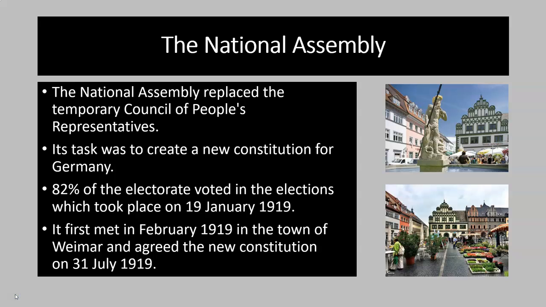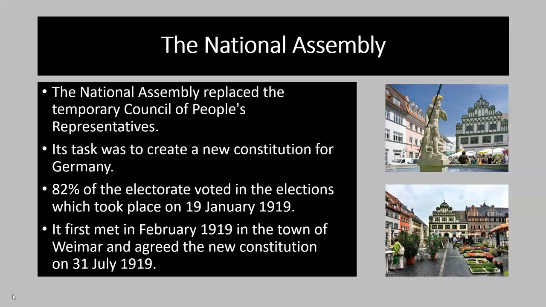The elections for the National Assembly took place on the 19th of January 1919. They were very successful, with 82% of the electorate turning out to vote, which is a very high turnout, and shows that people were really interested in the future of their country. It was also a success because it was the moderate parties, rather than the extremist political parties, who gained most of the seats. The Social Democratic Party won 40% and the Centre Party won 20%.